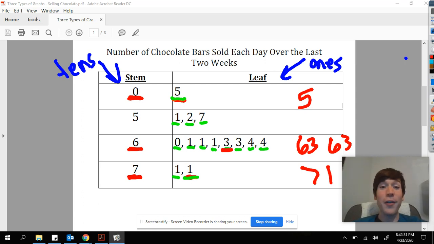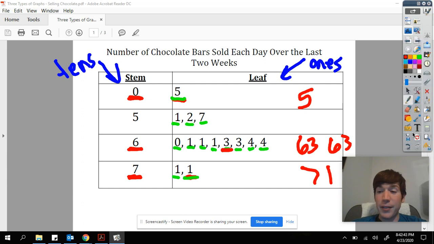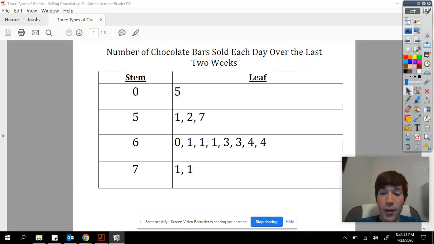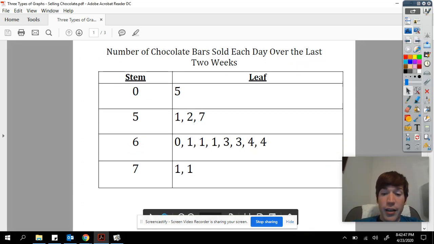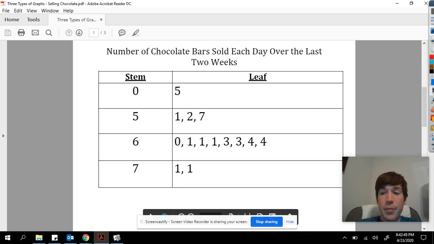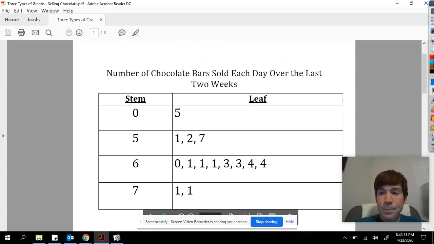That would make a big difference in our data, and we would want to know that to tell the true story of our data. So a stem and leaf chart does give us all the numbers exactly, but it may not tell us the order, and the order does kind of matter in this case. All right. So our second chart here, again, is going to be our line plot.